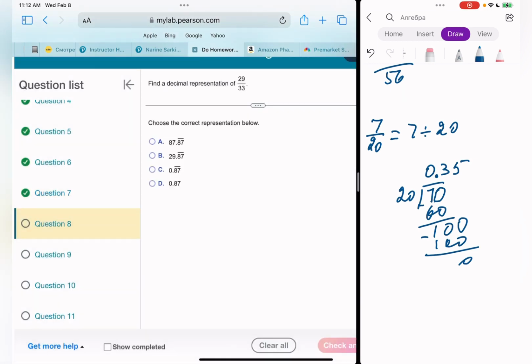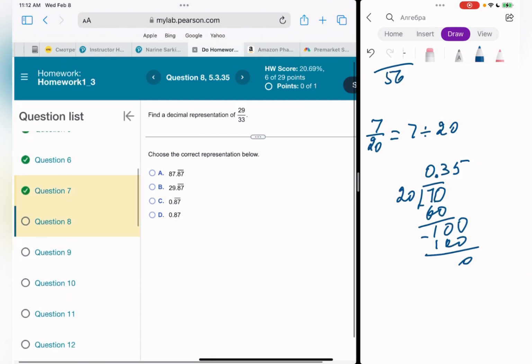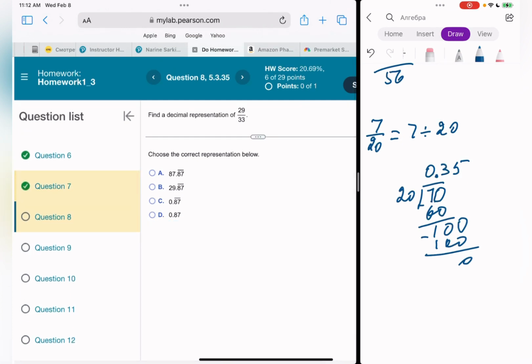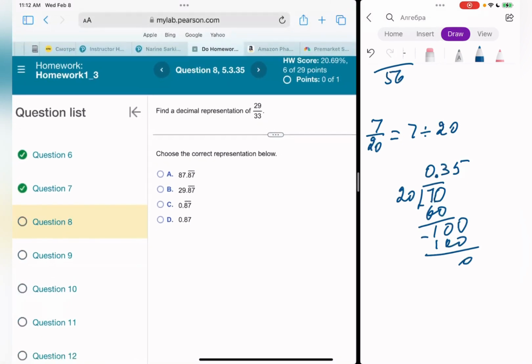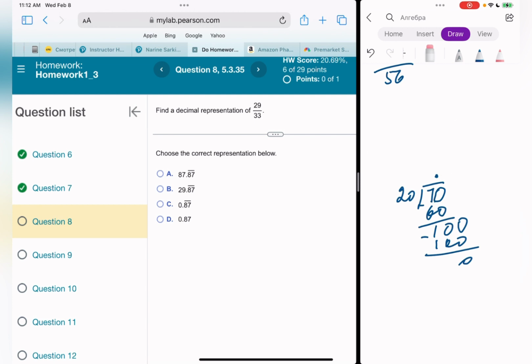Nice work. Moving to next one. Now see here over answers you see some dashes. That means it's a division going endless. Let's see which one is going to be our answer.